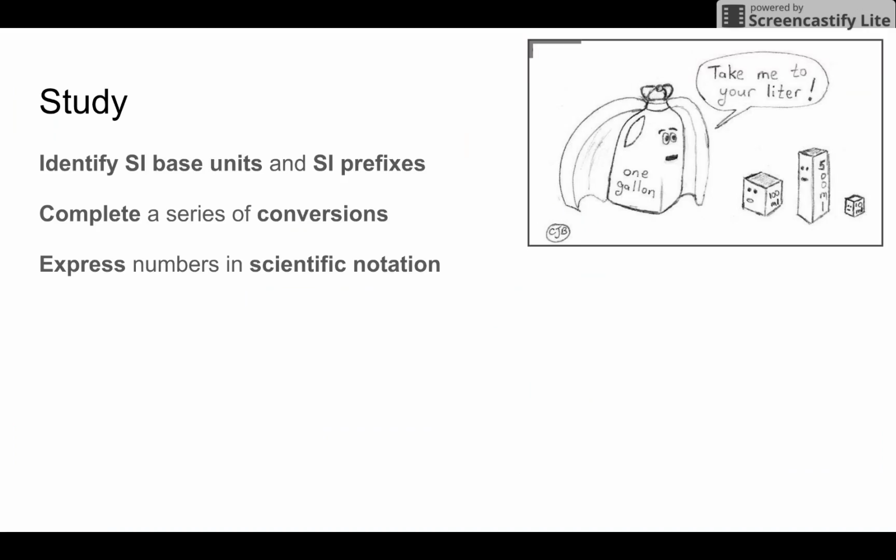Okay, so that's all for this section. And practice those conversions.